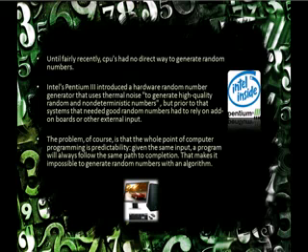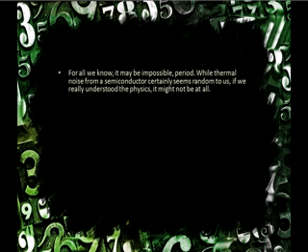The problem is that the whole point of computer programming is predictability. Given the same input, a program will always follow the same path to completion. That makes it impossible to generate random numbers with an algorithm. For all we know, it may be impossible, period.